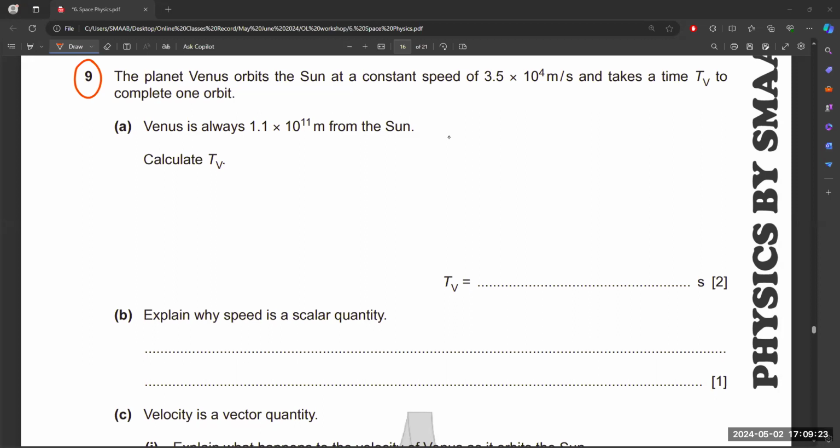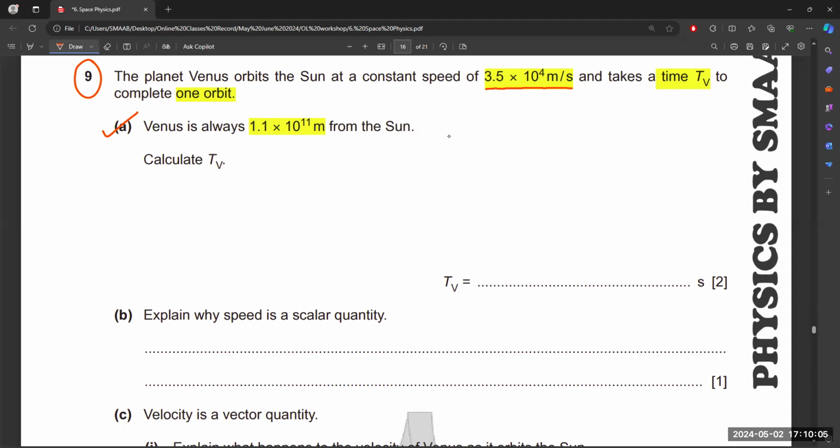Question number 9: the planet Venus orbits the sun at a constant speed. The speed is given as 3.5 × 10^4 meters per second, and it takes a time TV to complete one orbit. So basically the time required for one complete orbit is TV. Now in part A, Venus is always 1.1 × 10^11 meters from the sun. This is the distance of Venus from the sun, and now we have to find this time.